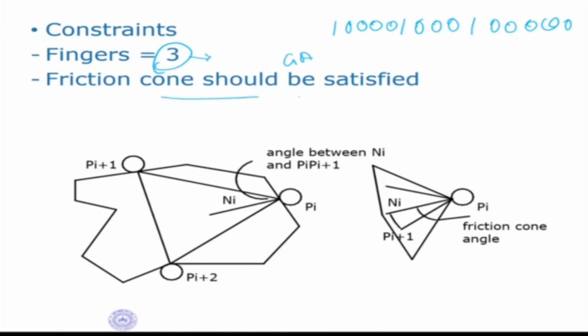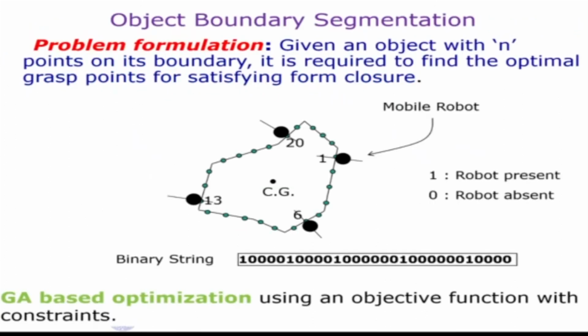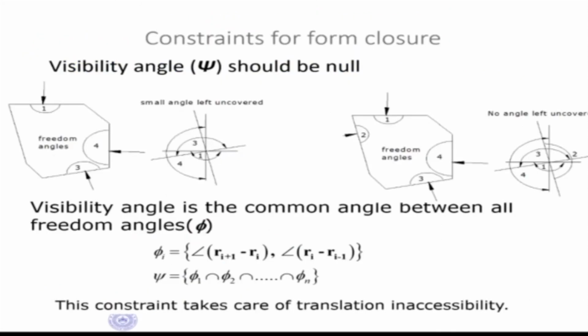And number 2, the friction cone should be satisfied. So if I have a friction cone here, like that, okay, then the normal force should be inside the friction cone, otherwise it will slip there. Okay, so these are the 2 constraints that are kept. Now, accessibility angle also is used. Okay, so accessibility, how this presents is essentially we do boundary segmentation. Exactly the same way, I divide the boundary into discrete points, make my binary string, check for accessibility angle, the freedom angle, and ensure that the freedom angle covers 360 degrees in space.